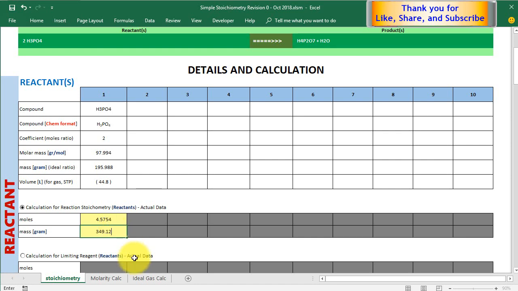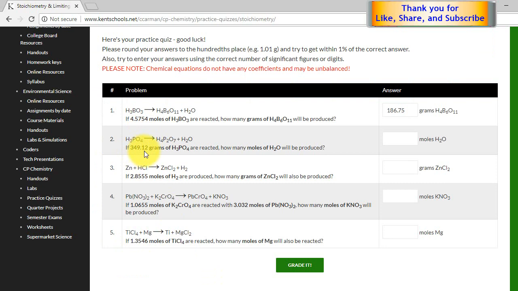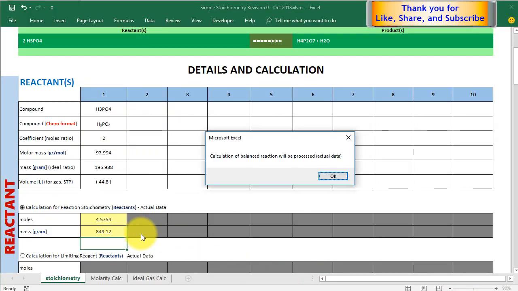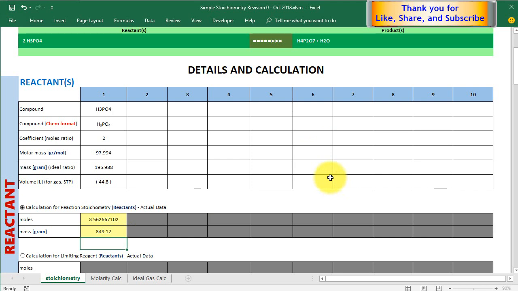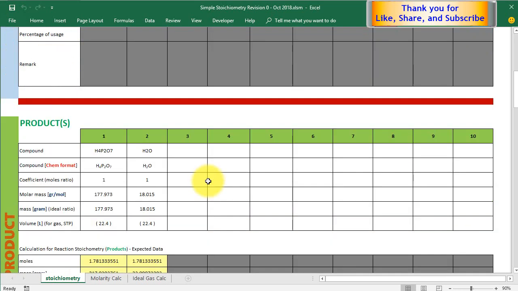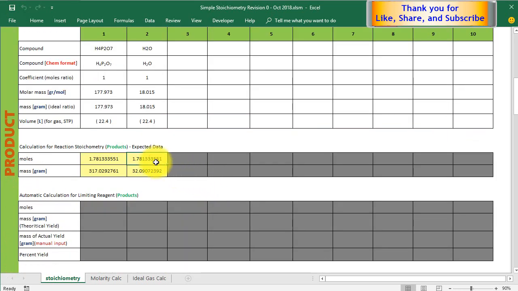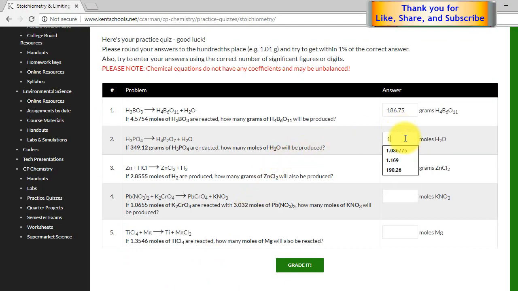349.12. Alright, check again. Yes, hit enter. And the question is moles of water. Wait for a while. Alright, and this is the output: 1.7813335554. Alright. Okay, 1.7813. Let's continue.